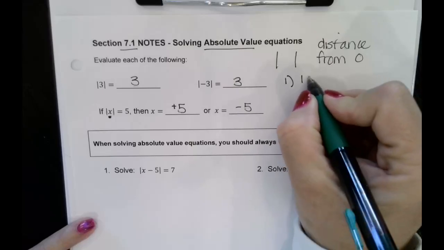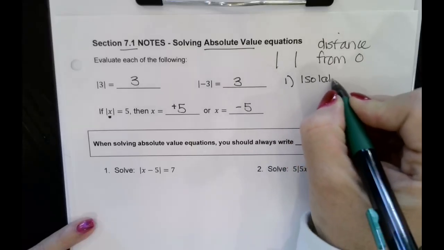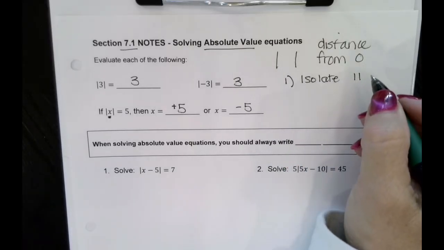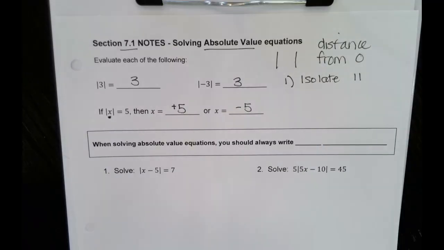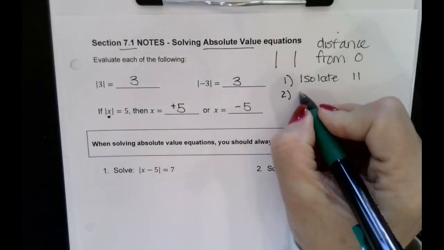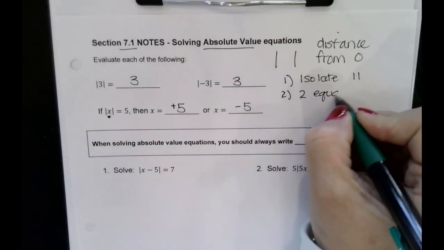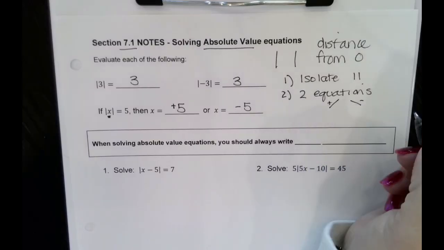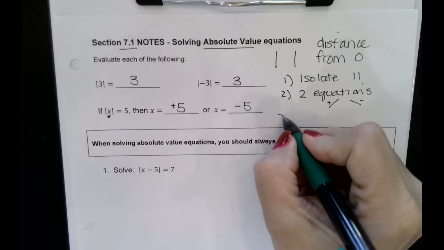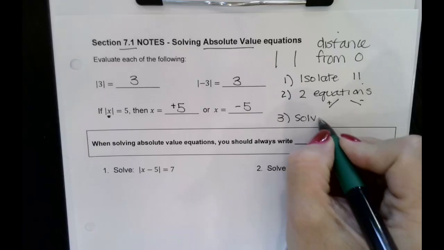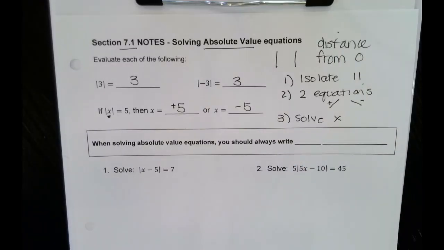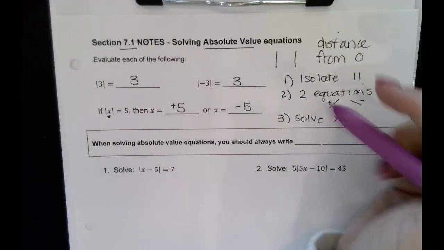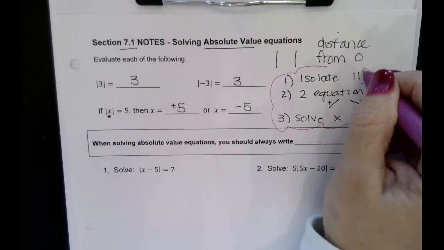The same thing that we've done with every other function. We're going to isolate the absolute value bars. That's going to be the first thing that we want to do. And then once we isolate the absolute value bars, then we're going to write two equations. And I'm going to have one that's positive, and I'm going to have one that's negative. And then we're going to solve for x. So these are the steps that we're going to take when we solve an absolute value function.